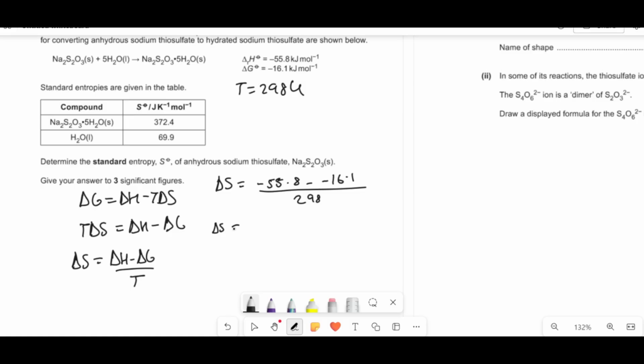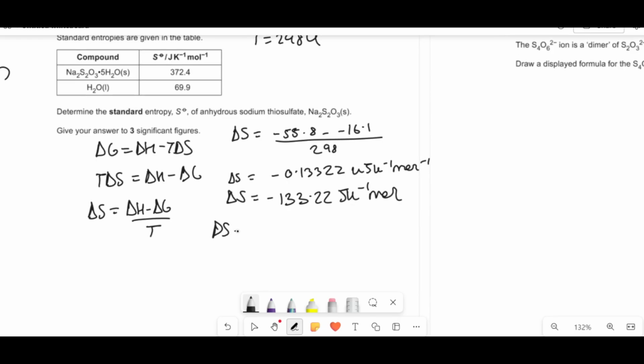So delta S would equal minus 0.13322, but be careful with the units because that's going to be in kilojoules per Kelvin per mole. So we need to work that in joules per Kelvin per mole because that's what the table's showing here. So it's going to be minus that times 1,000, sorry. So it's going to be minus 133.22. Right, joules per Kelvin per mole.